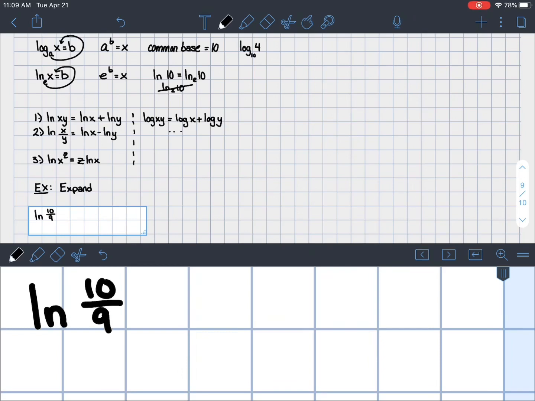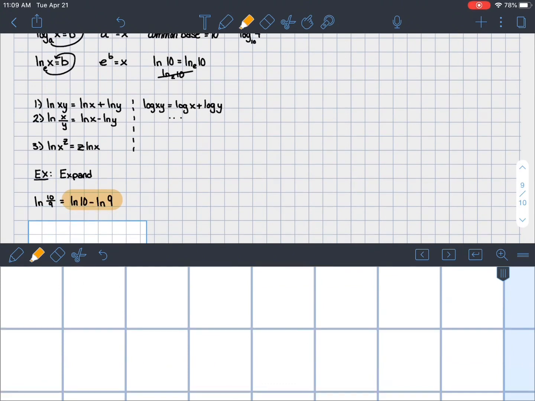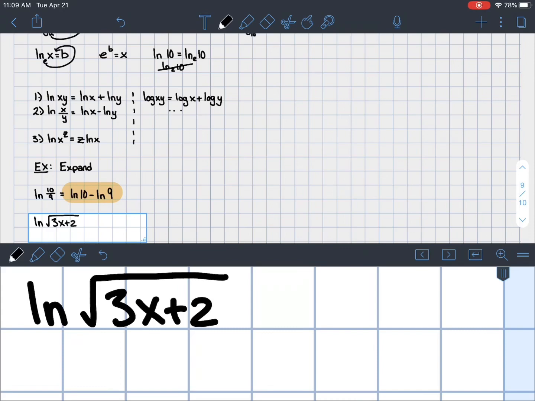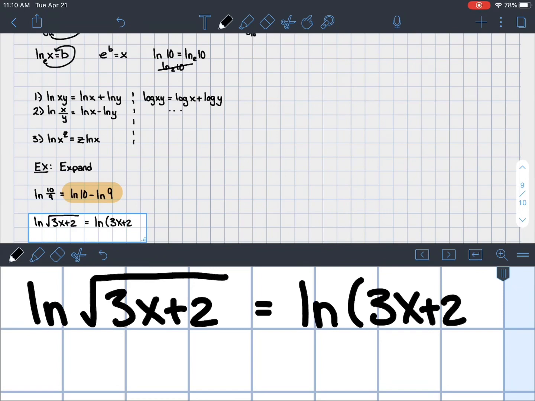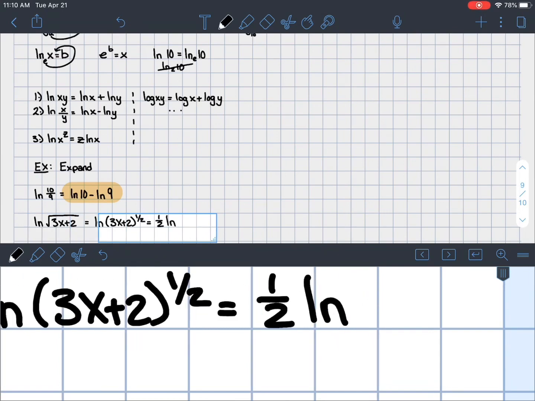The property that we see here is the division is going to become subtraction, so this will be ln of 10 minus ln of 9. The property that we see here is that sneakily this is actually 3x plus 2 raised to the 1/2. And so this is an exponent rule. It's going to come out front.